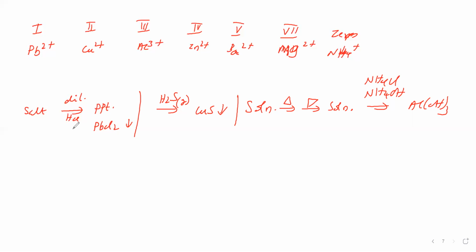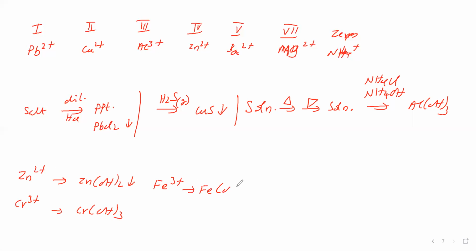So which metal ions will precipitate with ammonia? One is zinc, which precipitates with ammonia as white zinc hydroxide precipitate. Chromium precipitates in ammonia as Cr(OH)3. Ferric precipitates in ammonia as ferric hydroxide precipitate. Aluminium precipitates with ammonia as aluminum hydroxide.